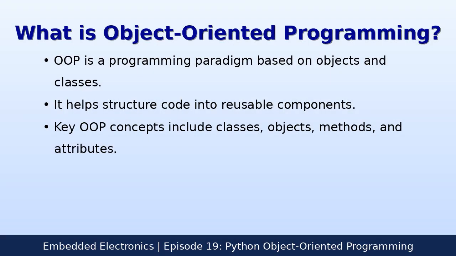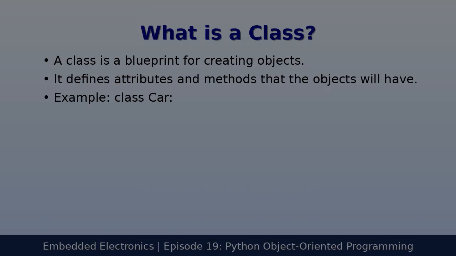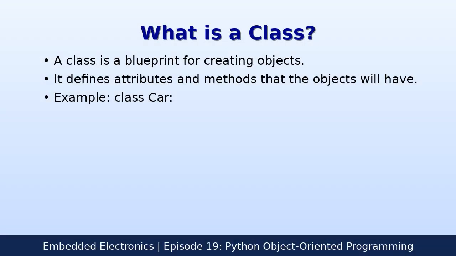Object-oriented programming is a method of structuring programs using classes and objects. It helps organize code into reusable components. A class acts as a blueprint for creating objects. It defines the attributes and methods that its objects will contain.